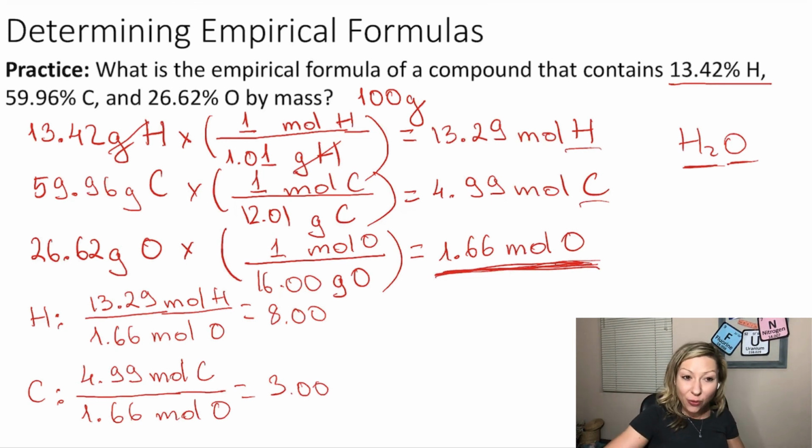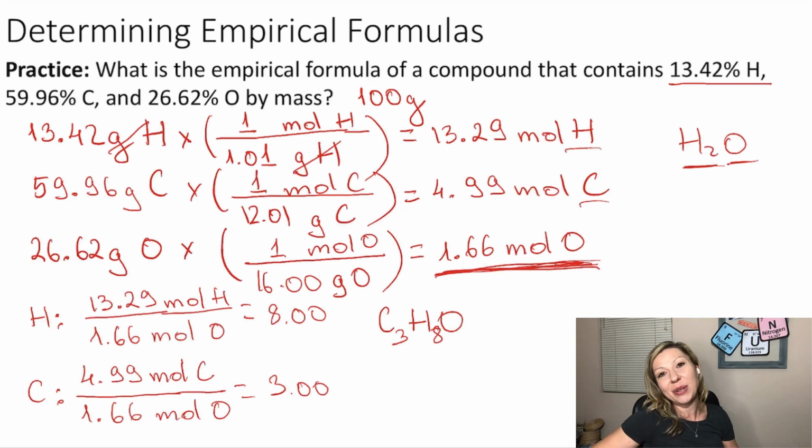So what is my empirical formula? My empirical formula is CHO, right? Those are the three elements. And if I have only one oxygen atom, I'm going to have 8 hydrogen atoms and 3 carbon atoms in this empirical formula. Okay, I hope this makes sense.